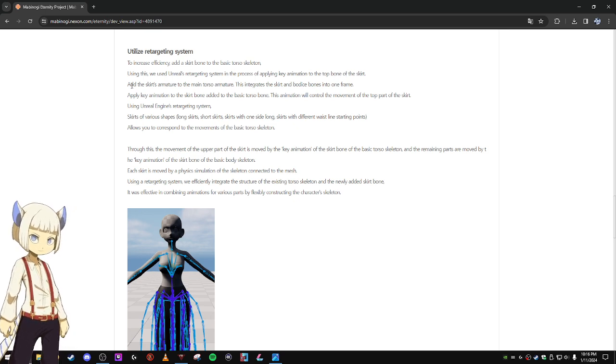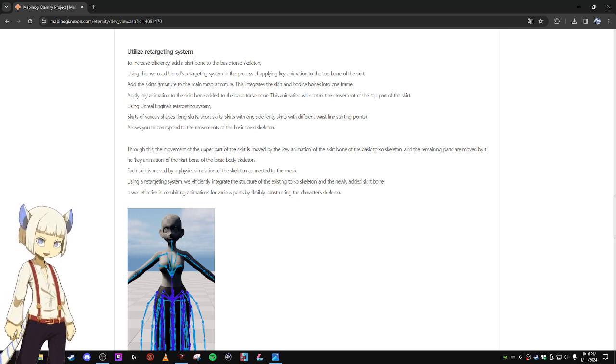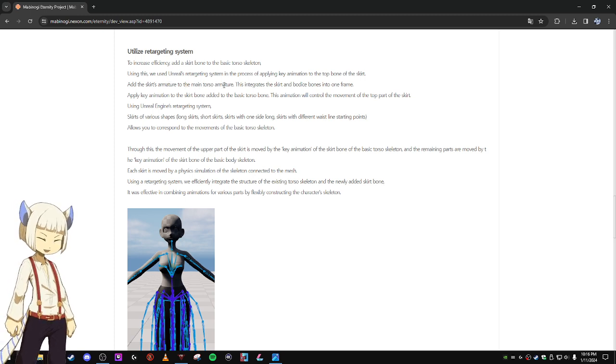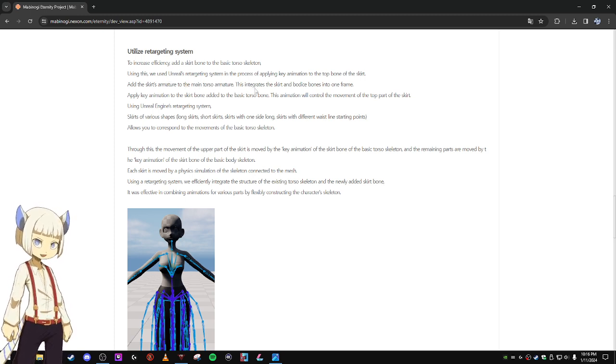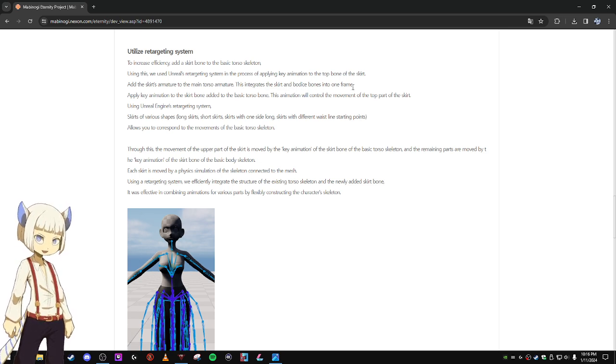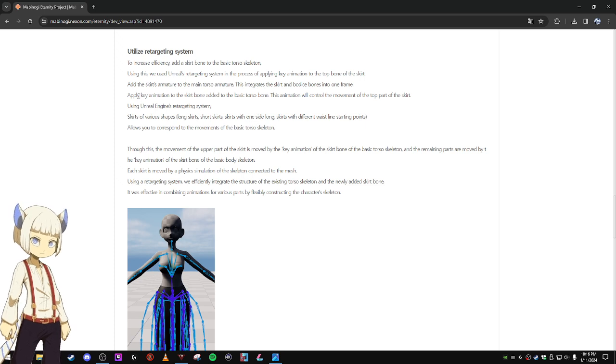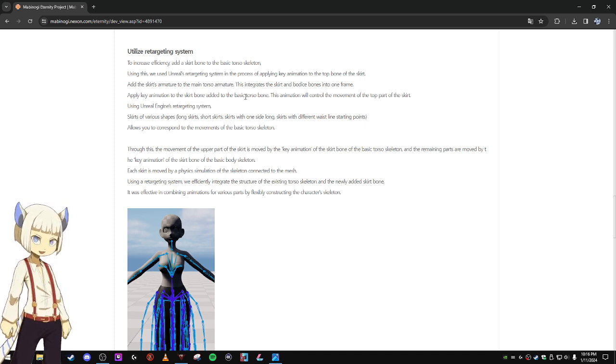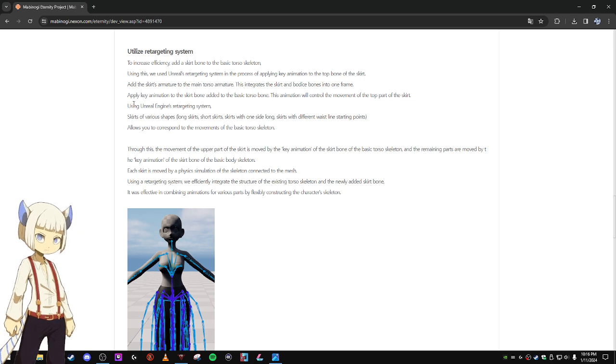Add the skirt's armature to the main torso armature. This integrates the skirt and bodice bones into one frame. Apply key animation to the skirt bone added to the basic torso bone. The animation will control the movement of the top part of the skirt.